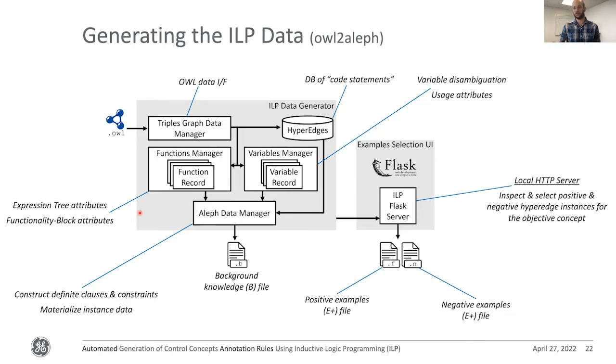We have functionality block attributes, such as whether it was used in different functions or different subgraph functions, as we mentioned earlier. And we have the variable manager, which does disambiguation, because the same variable could exist in different code blocks. So we do disambiguation to make sure we are talking about the same variable. We also have usage attributes, as in statistical usage of those variables: whether they are assigned once, assigned several times, where they are reassigned, etc.